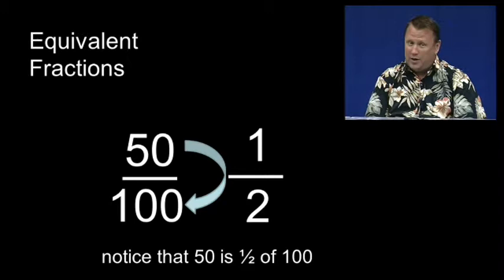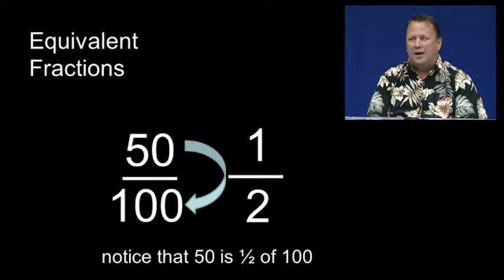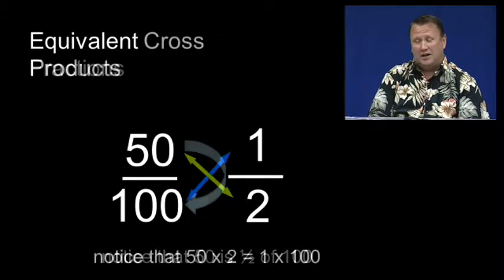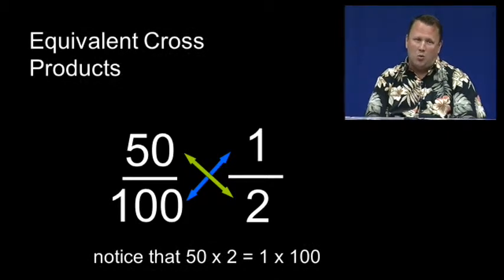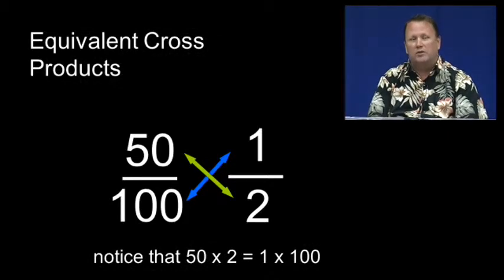Notice that 50 is 1/2 of 100. And the cross product, 50 times 2, is equal to 1 times 100. We know they're equivalent.